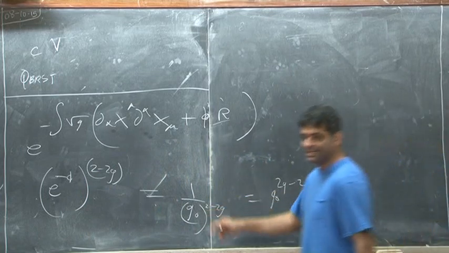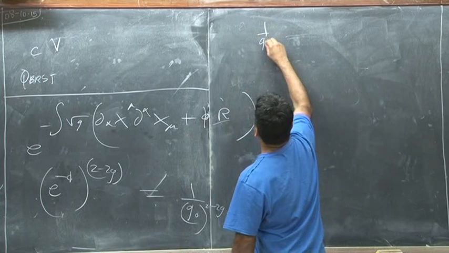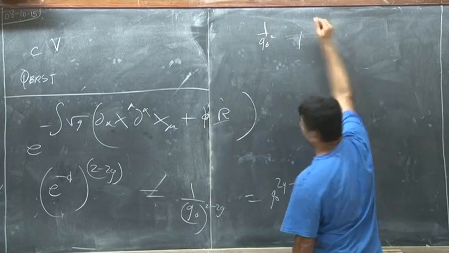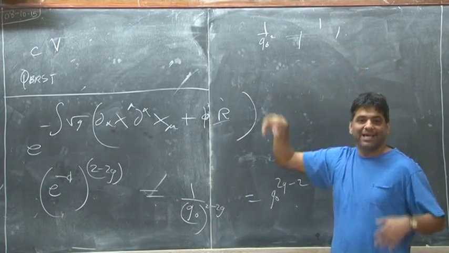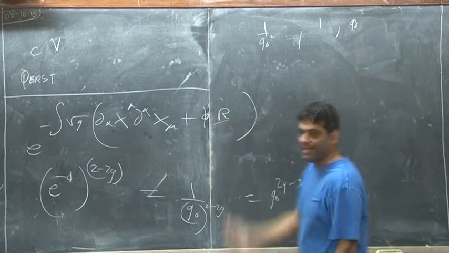So you see what this does is weight sphere graphs with a factor of 1 over g0 squared, torus graphs with a factor of 1, and weights, let's say, the genus 2 graph with a factor of g0 squared, and so on.